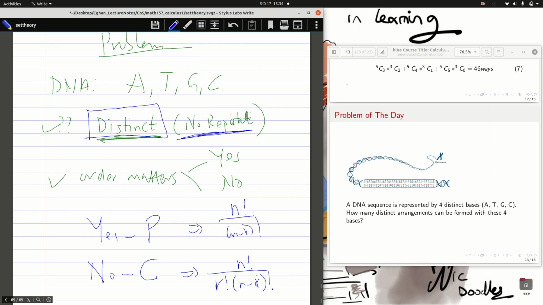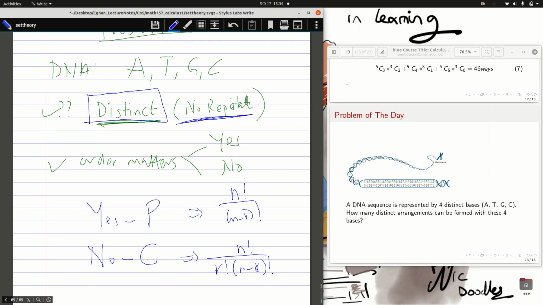Which of these are we selecting? If it's permutation, good. If it's combination, good. You have reasons for your selection. And so go ahead and try this out, and let's have our answers sorted out.